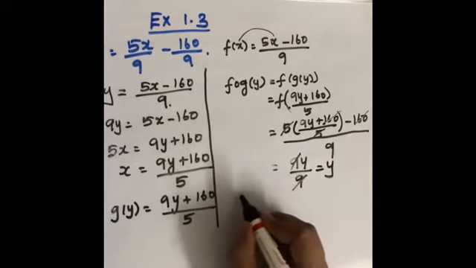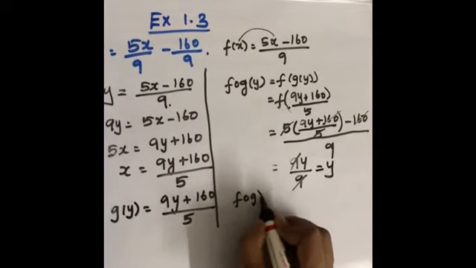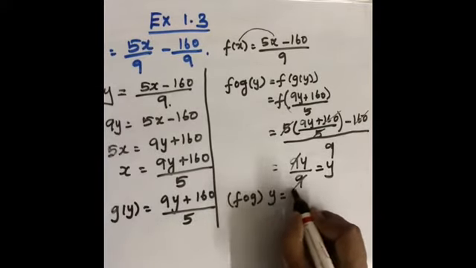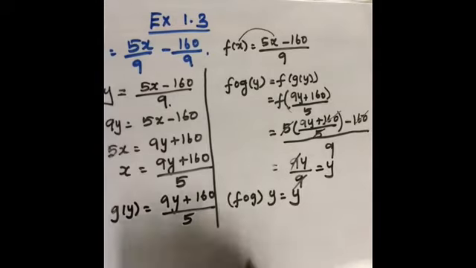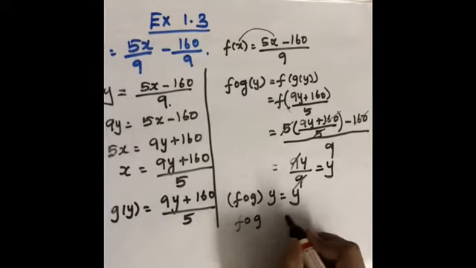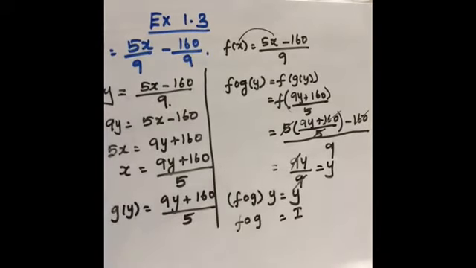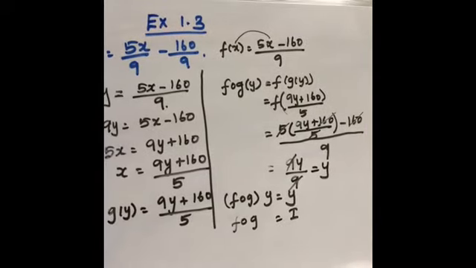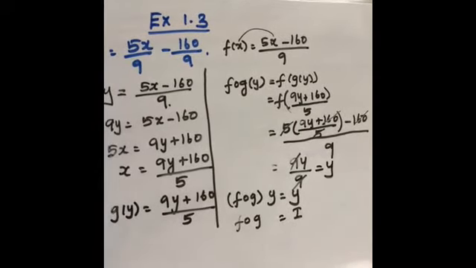That implies f composite g of y is equal to y. That means f composite g is an identity function. Okay. Now, we have to calculate g composite f.